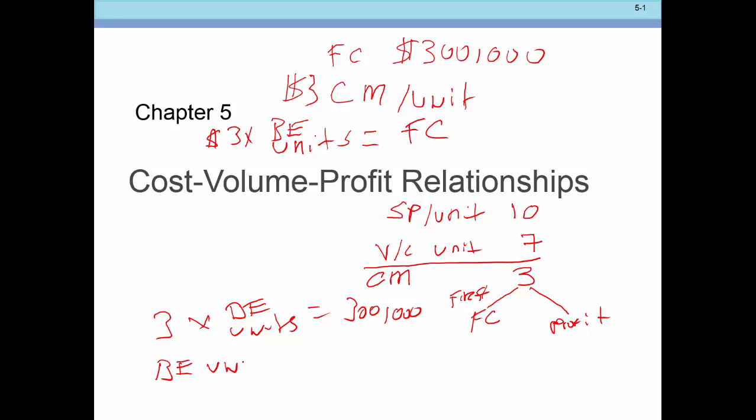Break-even units, therefore, equals 300,000 divided by what? Divided by the 3, just doing the algebra. So that means that my break-even units is how much? Is 100,000. So if I sell 100,000 units, then I can go ahead and break even.